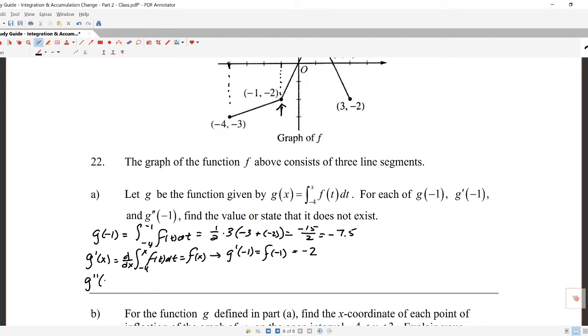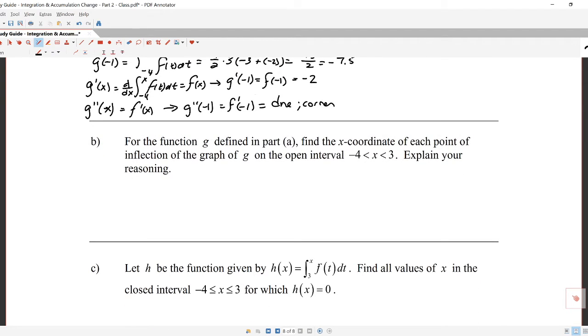G double prime of x, let's say, is f prime of x. So g double prime of -1 is f prime of -1, and the slope at -1 is undefined because of a corner, so it does not exist.